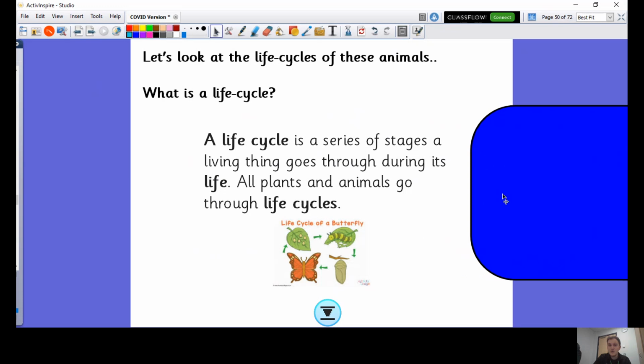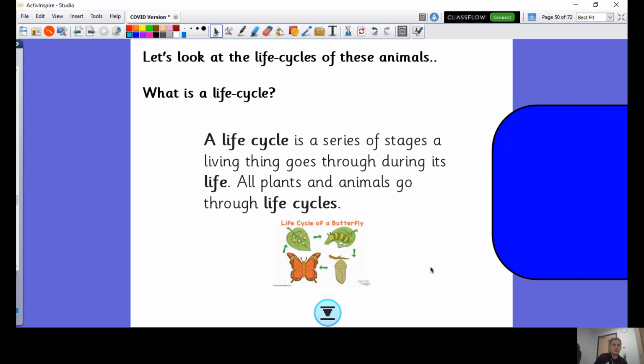Okay, well, if you haven't, don't panic. A life cycle is a series of stages a living thing goes through during its life. All plants and animals go through life cycles. So what it means is, and we have here a kind of caterpillar or a butterfly. So the butterfly starts off here as a kind of larvae, then it turns into a caterpillar, then it goes into a cocoon and it turns into a butterfly.